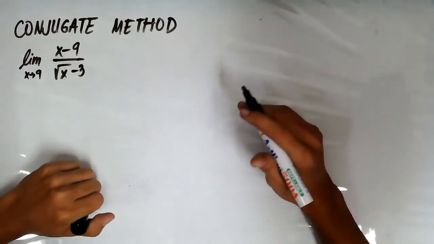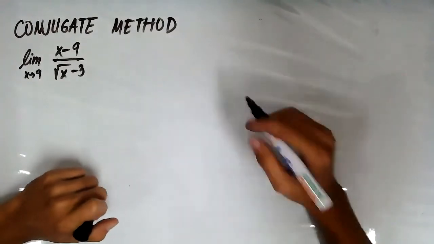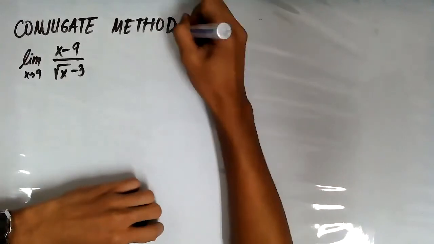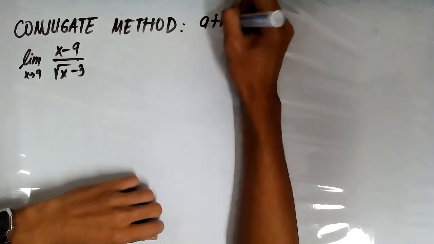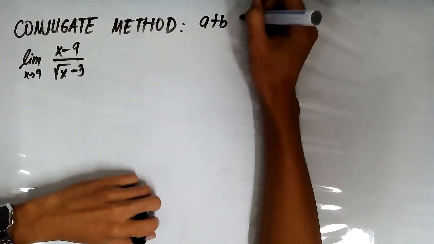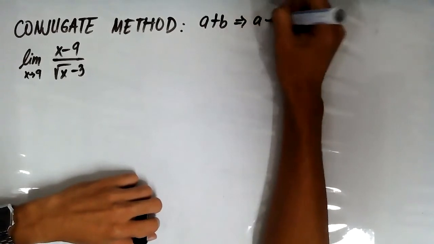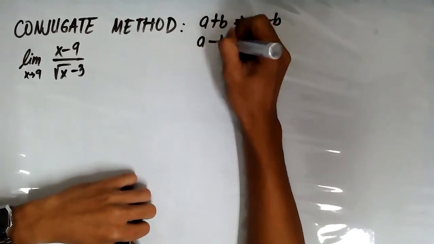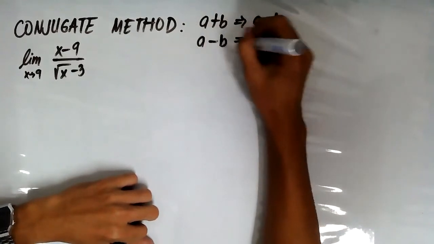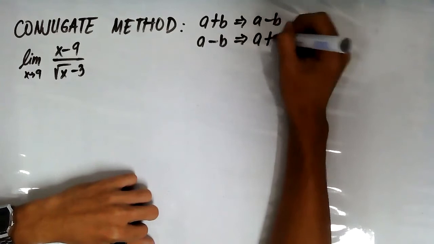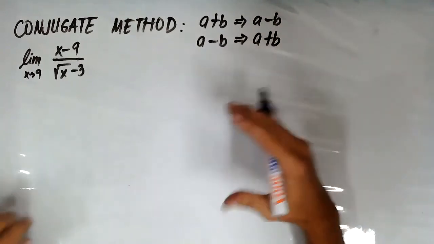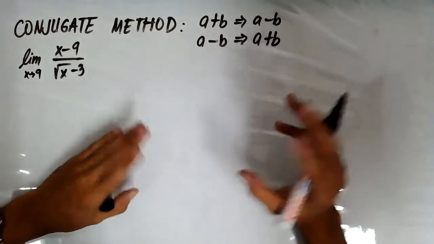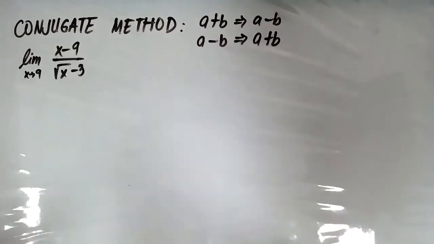So in order for us to use this method, we define the conjugate of any binomial in the form a plus b as a minus b. All right. So if you're going to get the conjugate of any binomial in the form a minus b, the conjugate of this is in the form a plus b. All right. So when we say conjugate, you're just getting the opposite operation of these two binomials.